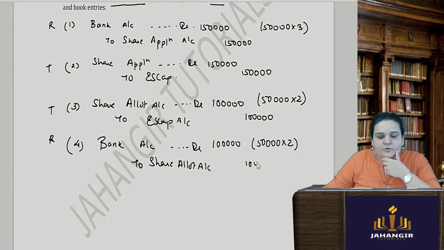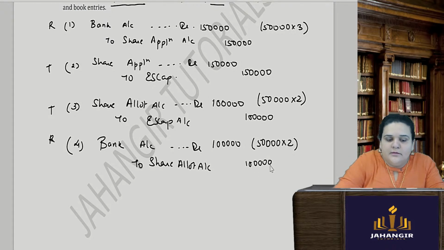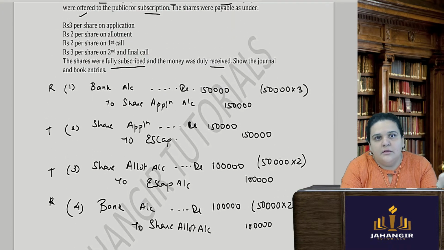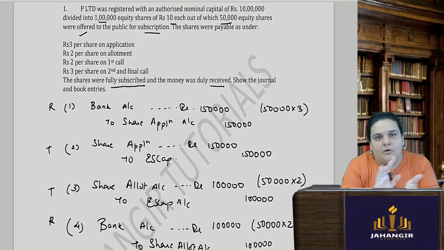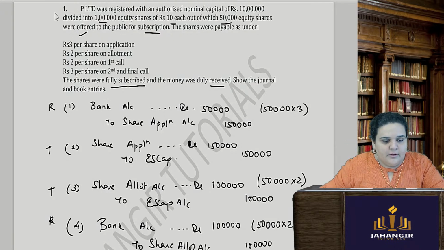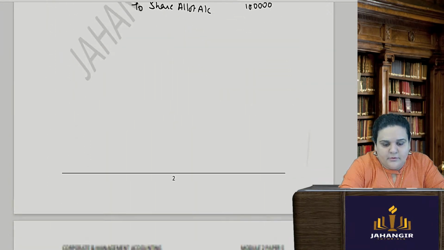Okay, similarly you have to do it for the first call and for the final call. Okay, transfer, receipt, transfer, receipt. There is nothing which is something new in this sum at all. Okay, if you all have seen my example properly, you all can solve this particular sum by yourself. Okay, so first call and final call you all can solve it. Okay, I am moving to another question.